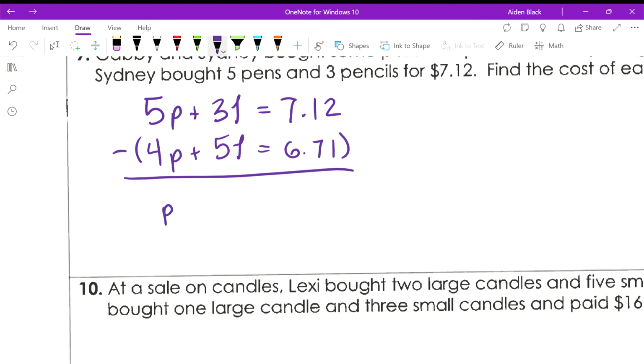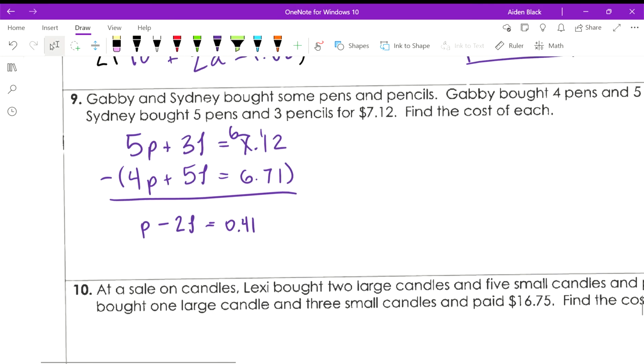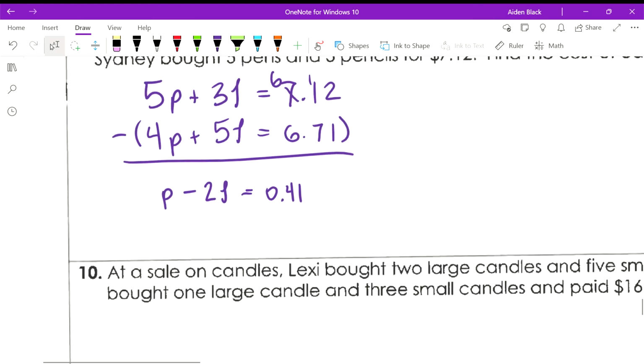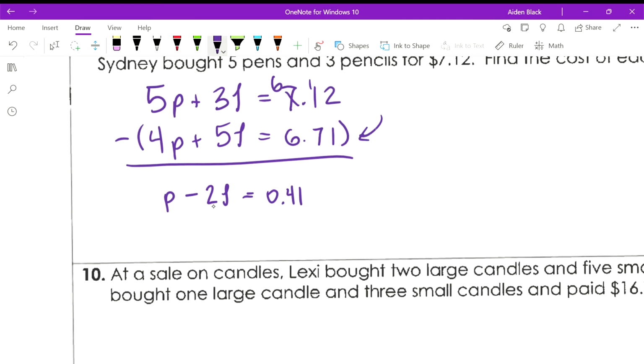So here I'll get 1p plus, now this is kind of weird, you're getting a negative here, minus 2 pencils equals, and then what's the difference here? You get 1, that is 4, and so this is 41 cents. Okay, so all I did was subtract the second equation from the first equation.